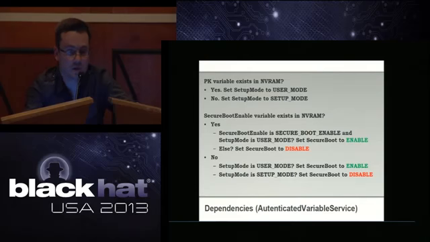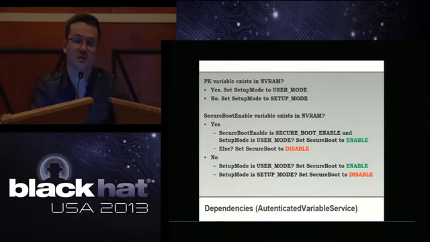So there are dependencies on those variables. For example, if the platform key doesn't exist, then it's set to setup mode. Otherwise, it's set to user mode. If the Secure Boot enable variable exists in NVRAM, and if the value is Secure Boot enable and the setup mode is in user mode, then the global Secure Boot is enabled. Otherwise, it's disabled. If the Secure Boot enable variable doesn't exist, then it only depends on setup mode. So if setup mode is in user mode, then we enable Secure Boot.